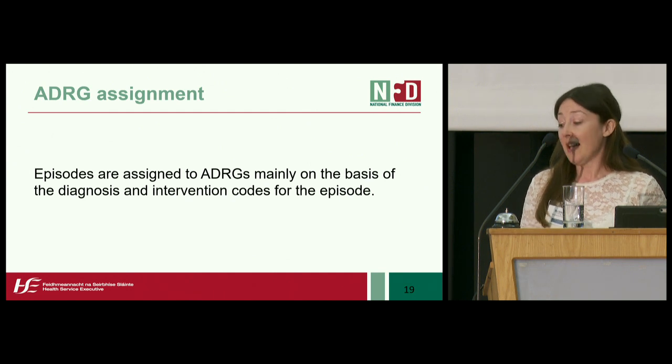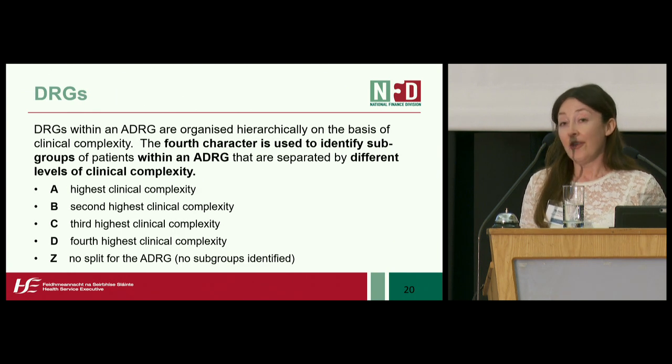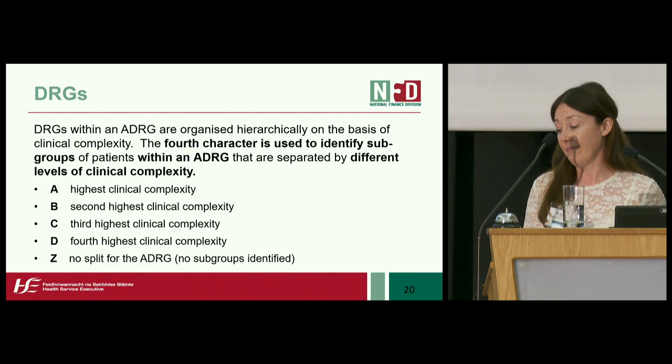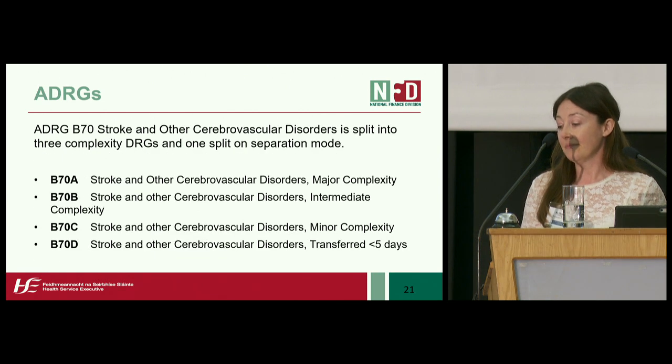So episodes are assigned to ADRGs mainly on the basis of the diagnosis and intervention codes for the episode. The 4th character of the DRG is used to identify subgroups within the DRG, and they are separated by different levels of complexity. These range from A to Z, A being the highest complexity, down to Z where there is no split. This is an example of a DRG, the stroke, which ranges from B70A all the way down to B70D.